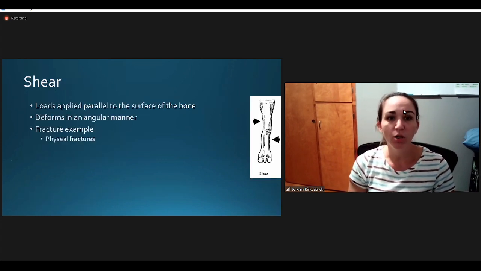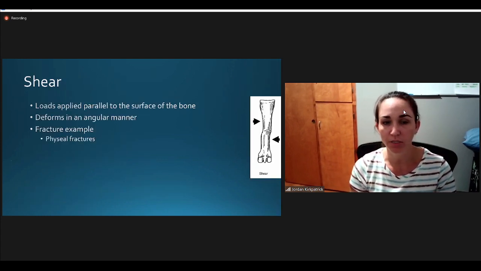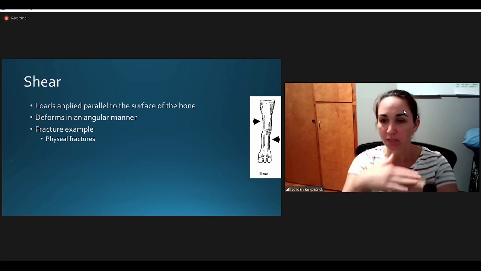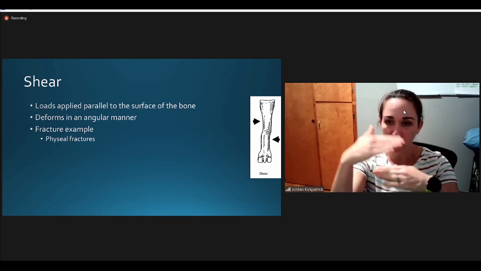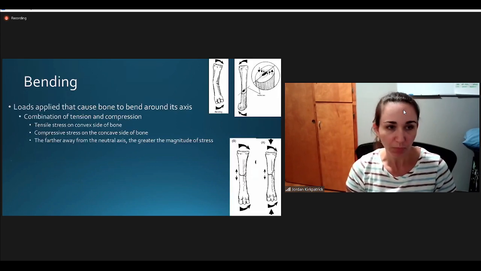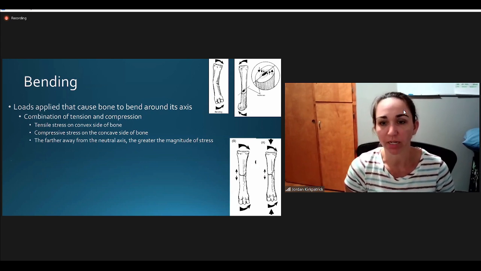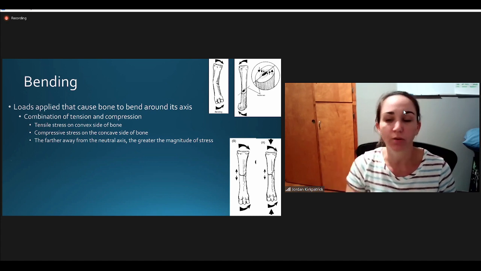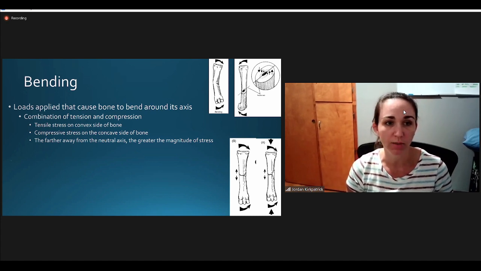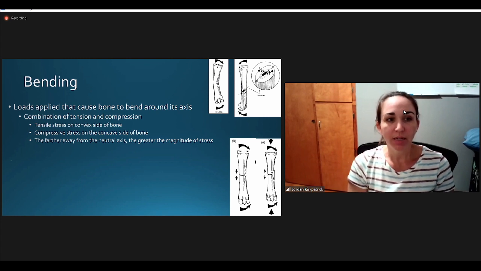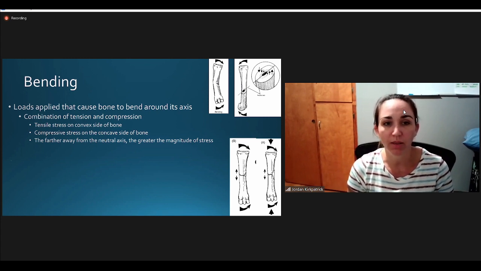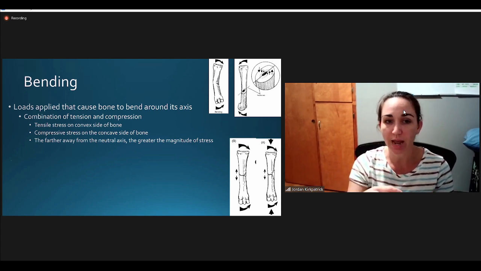So shear loads are applied parallel to the surface of the bone, and it deforms in an angular manner. An example of this are the sliding physeal fractures, when they kind of separate and slide. A true shear fracture is also very rare. They tend to fail, especially say in a racehorse, in multiple planes because there's a lot of forces working at once. Bending occurs when loads are applied that cause the bone to bend around its axis.